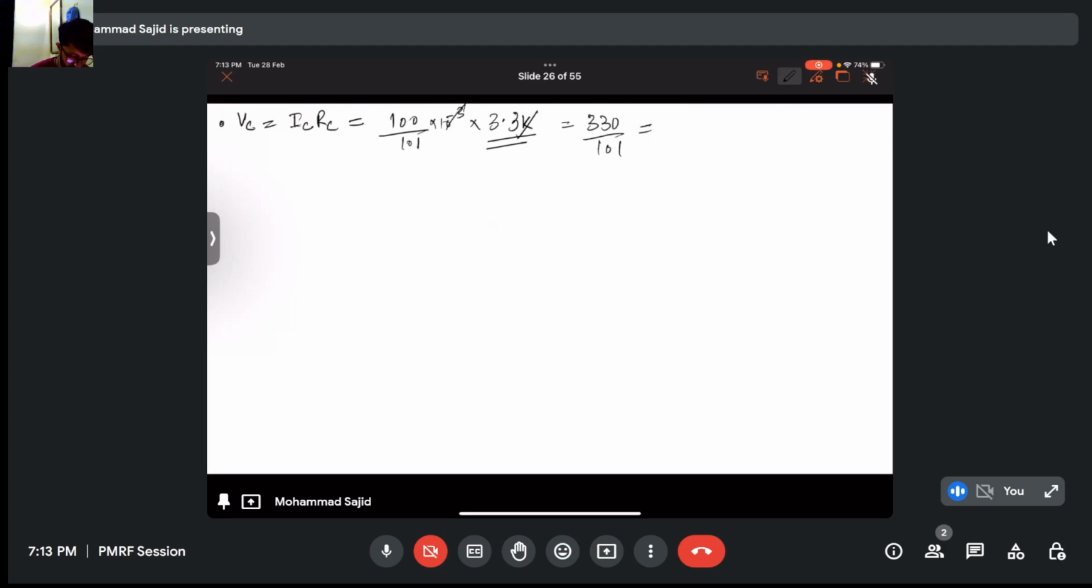So it comes out to be 3.26 volt. Now VC is known to us, so we can easily find VEC, that is VE minus VC, that will be 8.7 volt minus 3.26 volt. Calculate it and we'll get an answer of 5.44 volt, right?